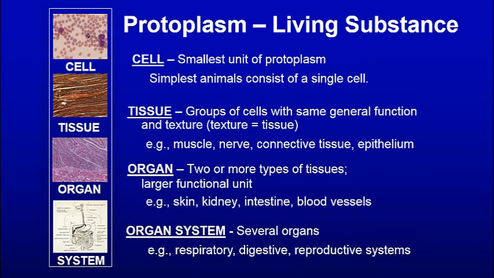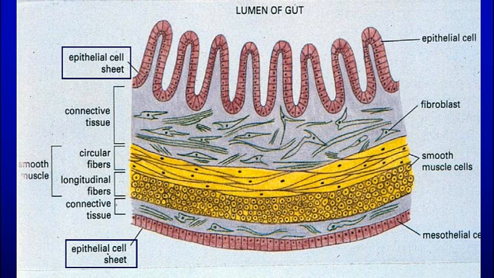Now, remember when we talked about protoplasm, protoplasm is living substance, and the cell is the smallest unit of it. Some animals only have a single cell, but today we're talking about tissues, which are groups of cells with the same texture or the same function together makes a tissue. One of the four basic types of tissue, muscle, nerve, connective tissue, and today we're talking about epithelium.